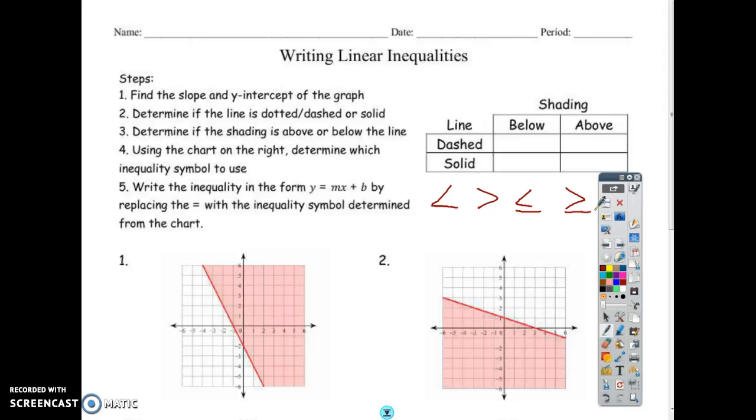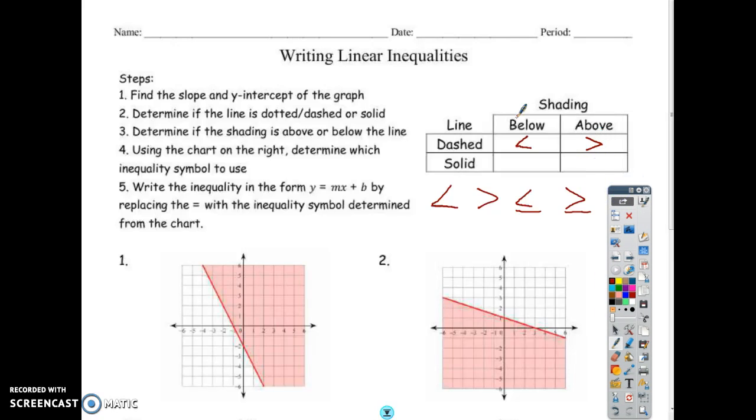So if you remember, dashed line and shaded below is going to be less than. No line underneath, okay, because it's a dashed line. Dashed line and shaded above is greater than. So we're going to be using those symbols, and this little key will help you figure out which one you're going to be using. Solid lines are going to have lines underneath, okay?